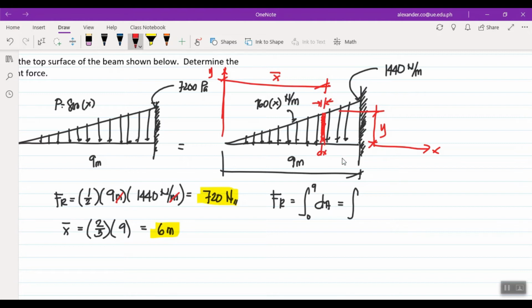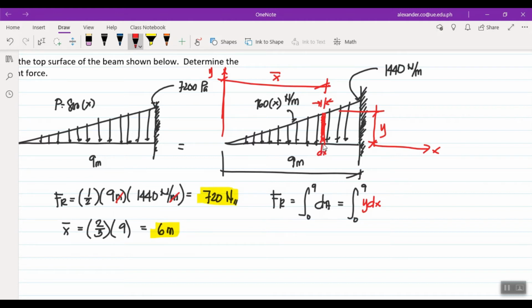So, lalagay yung area ng strip, di ba? That is y times dx. Yan yung derivative ng area, from 0 to 9. Ngayon, hindi natin ma-integrate yan kasi ang derivative is with respect to x. This is y. So, kailangan pa natin ng another way to solve this by using similar triangle, di ba?